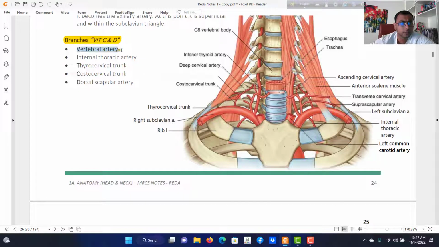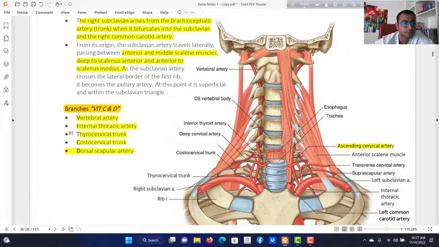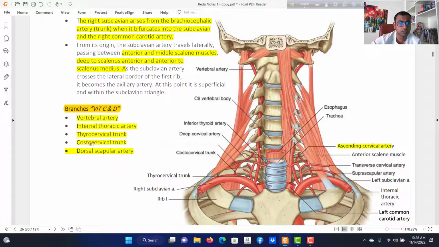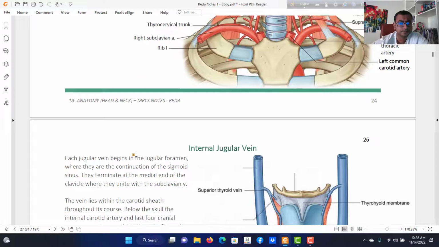Now here, the branches: vertebral artery, internal thoracic artery, thyrocervical trunk, costocervical trunk, and dorsal scapular artery. Remember it as Vitamin C and D: vertebral artery, internal thoracic, thyrocervical trunk, costocervical trunk, and dorsal scapular artery. It is very important because there are some MCQs asking which one is derived from the subclavian artery. Thyrocervical trunk comes from which artery? It is sometimes asked. That is the subclavian artery.